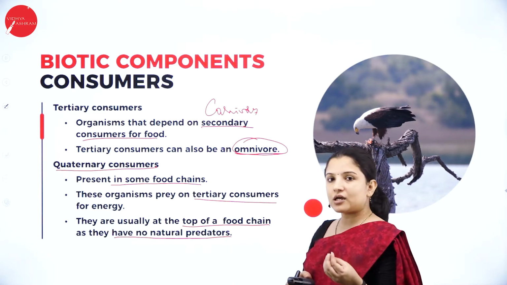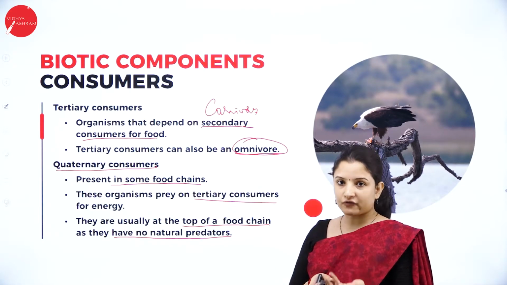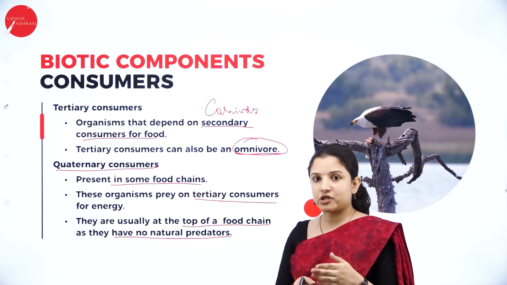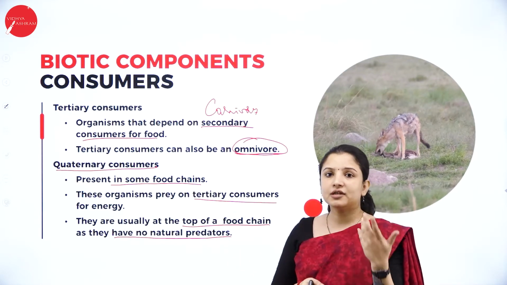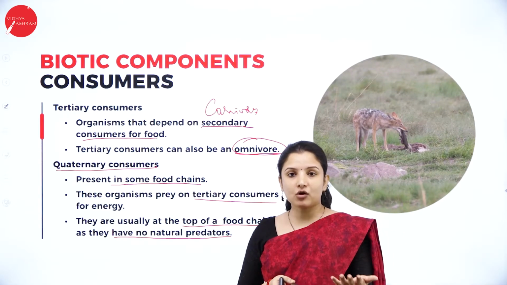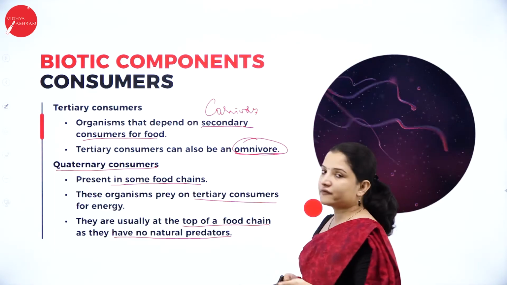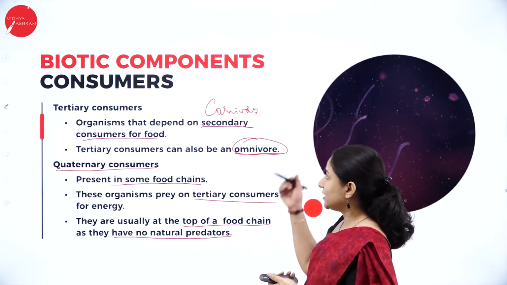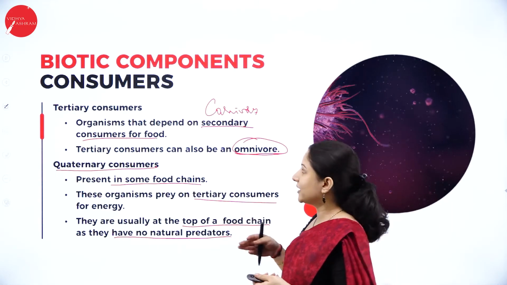So quaternary consumers, as I told you, are not found in all forms of ecosystems or in all the food chains. Only in a few of the food chains can you find quaternary consumers. Say, for example, in an aquatic food chain, I can say the whales and the sharks are the quaternary consumers. So like that, only in some of the food chains they are present. So these are the different types of biotic components that are there.